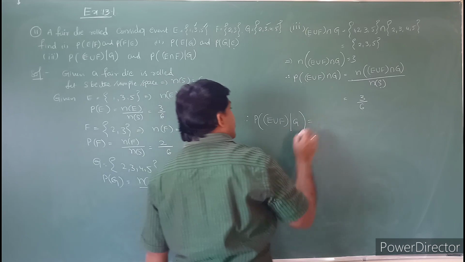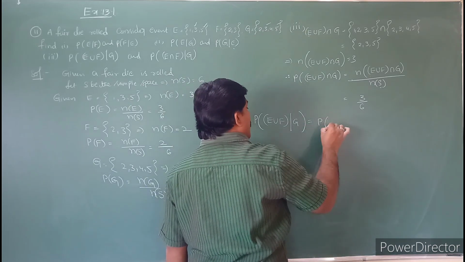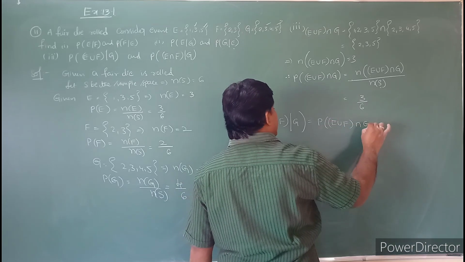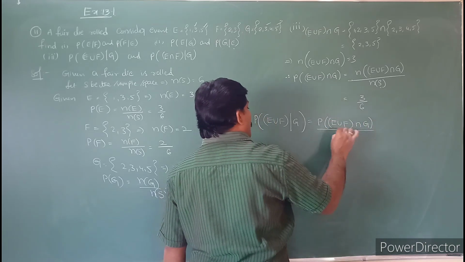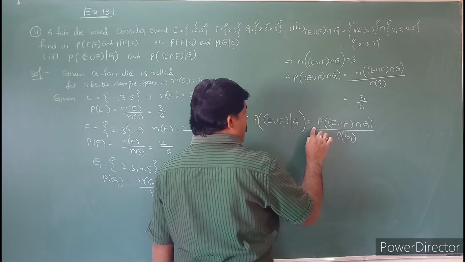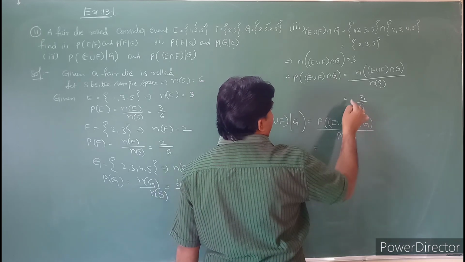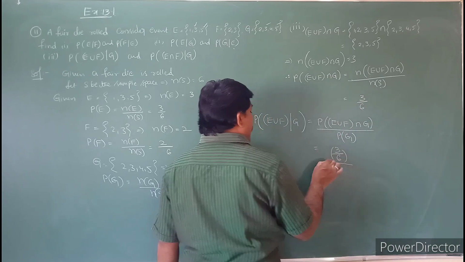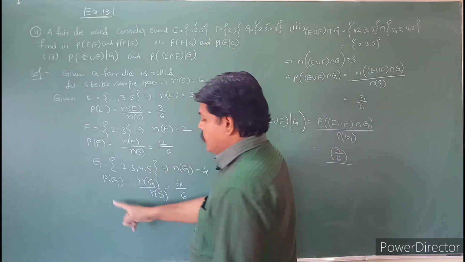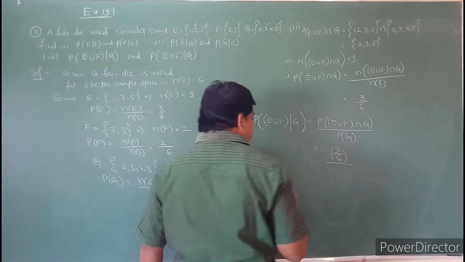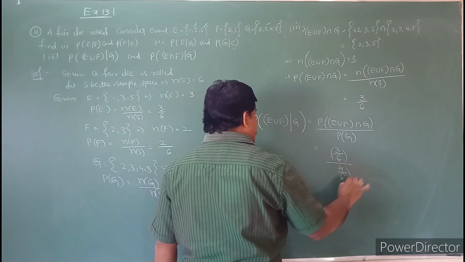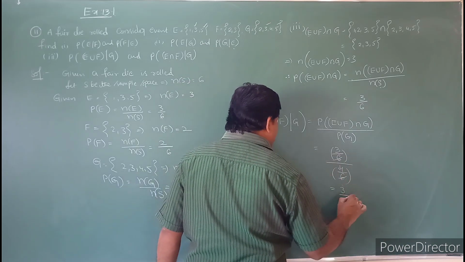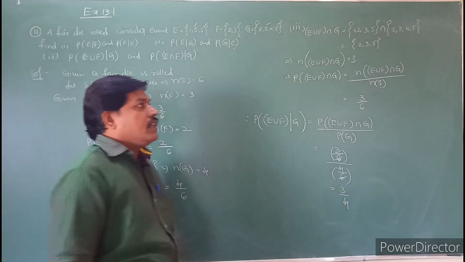What is this formula, students? We already know the formula: probability of (E union F) intersection G by probability of G. So the probability of (E union F) intersection G is 3 by 6, by, what is the probability of G? The probability of G is 4 by 6. So what terms can you cancel? 6 will be cancelled, and it will become 3 by 4.